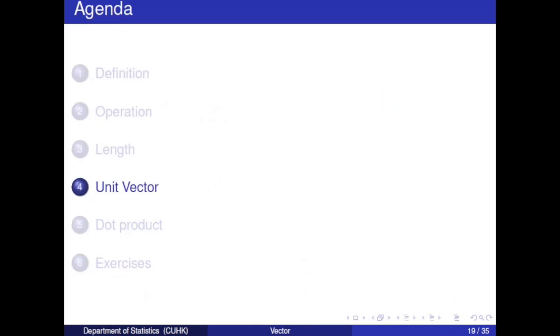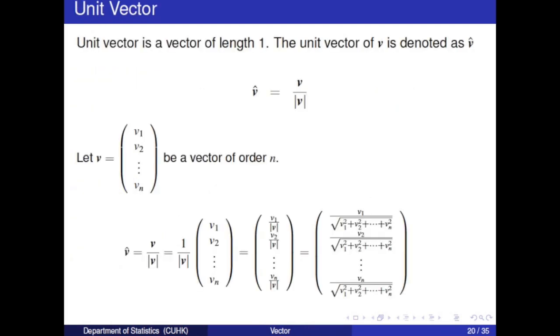Unit vector. Unit vector is a vector of length 1. The unit vector of V is denoted as hat V. We can find unit vector of V by using the formula below. Hat V is equal to V divided by length of V.